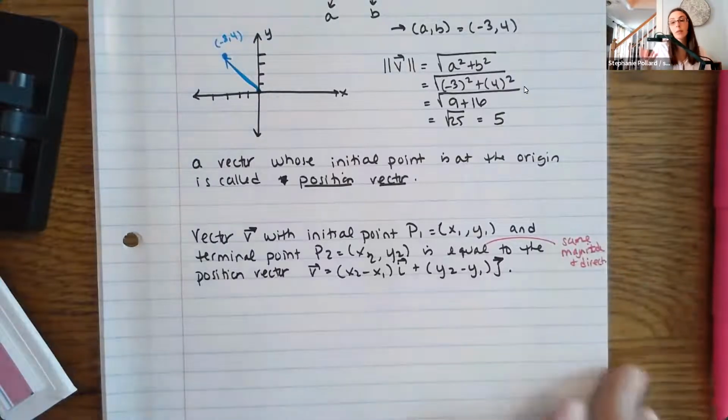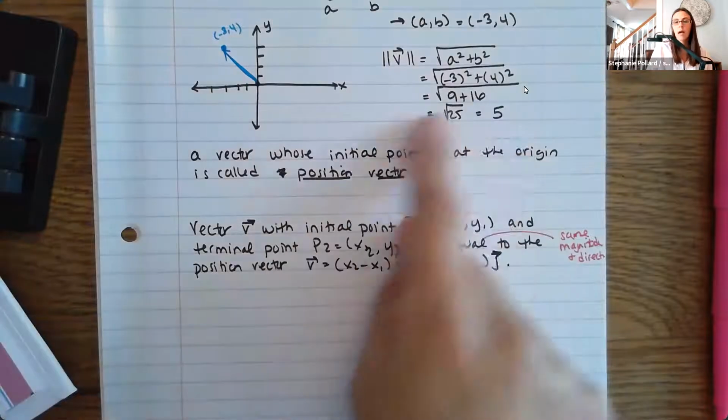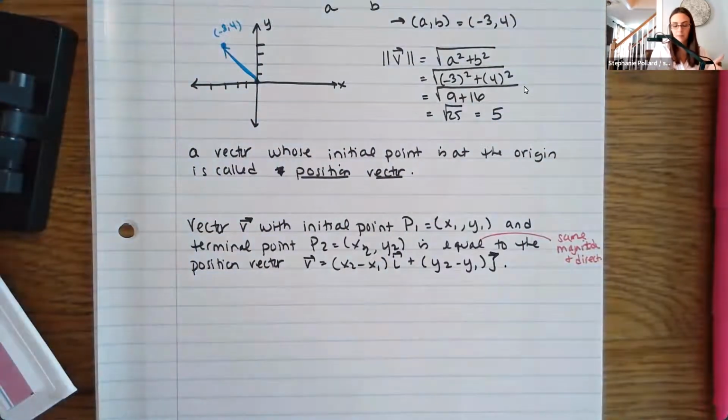Okay, so that's what it means to be equal. Your vector could be somewhere else in the plane, right? Maybe it's shifted over, but we can bring it back to the origin and then use what we already know. And it has the same magnitude and direction. So that's the key here.